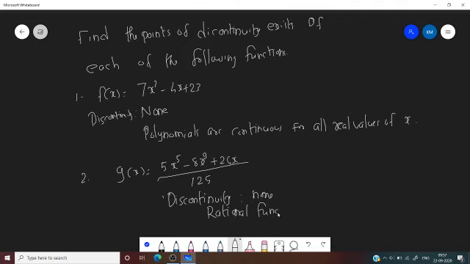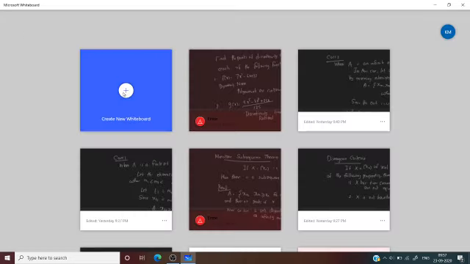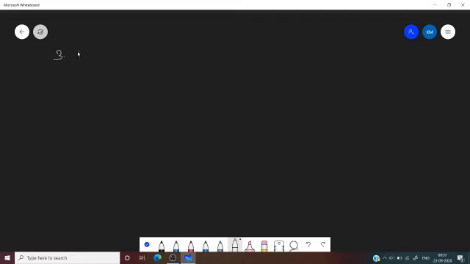And for the reason, you have to write: rational functions are continuous except where undefined. Now the next problem is h of x equal to x minus 7 divided by x.